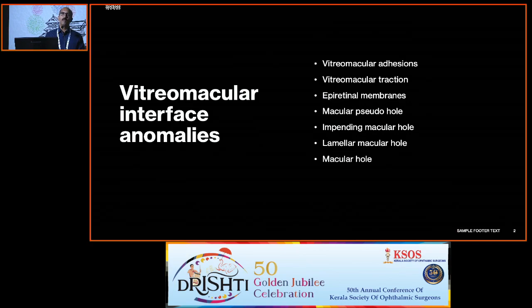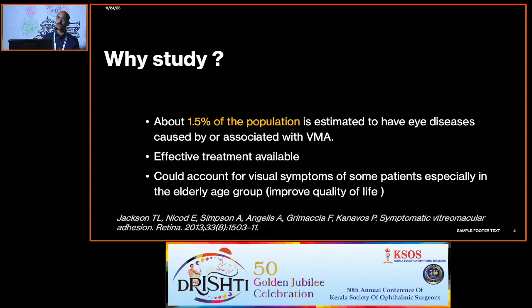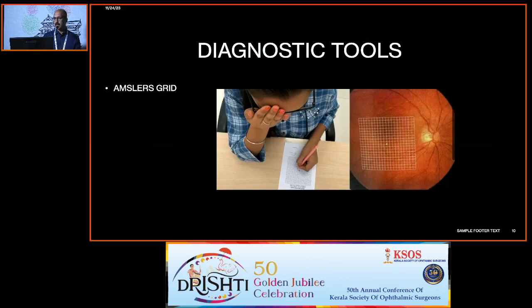In the next few minutes, we'll be talking mostly about vitreomacular adhesions, vitreomacular tractions, macular holes, especially lamellar and full thickness macular hole, not forgetting epiretinal membranes. It is found in 1.5% of the population. So the magnitude of the problem is larger than what we think. And one of the important diagnostic tools is a simple Amsler's grid. This is going to tell you whether the patient has metamorphopsia or not.